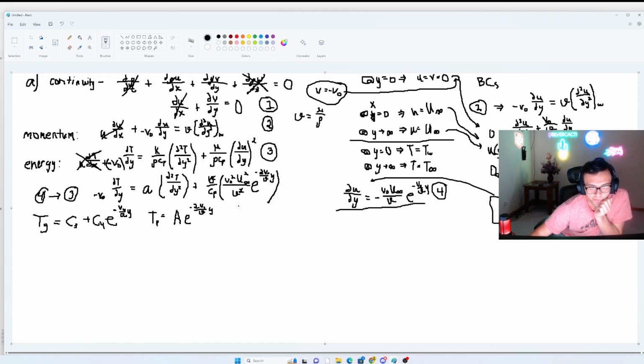So easy enough, partial t sub p over partial y. It's just going to be minus 2 v sub o a over viscosity. And then e sub that term, y.